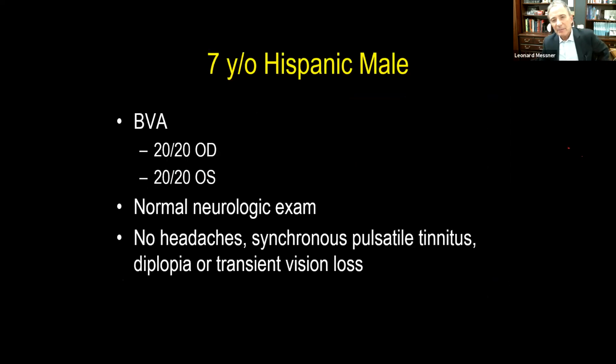I want to finish talking about drusen with this case. This is a young man who I've had the pleasure of following for about the past 8 years. He's a 7-year-old young man. I first saw him in 2013. He was sent to me for the evaluation of presumed papilledema and idiopathic intracranial hypertension. Visual acuities are 20/20 in the right eye, 20/20 in the left eye. Normal neurologic examination. Occasional headaches, but no findings consistent with chronic daily headaches, nor evidence of synchronous pulsatile tinnitus.